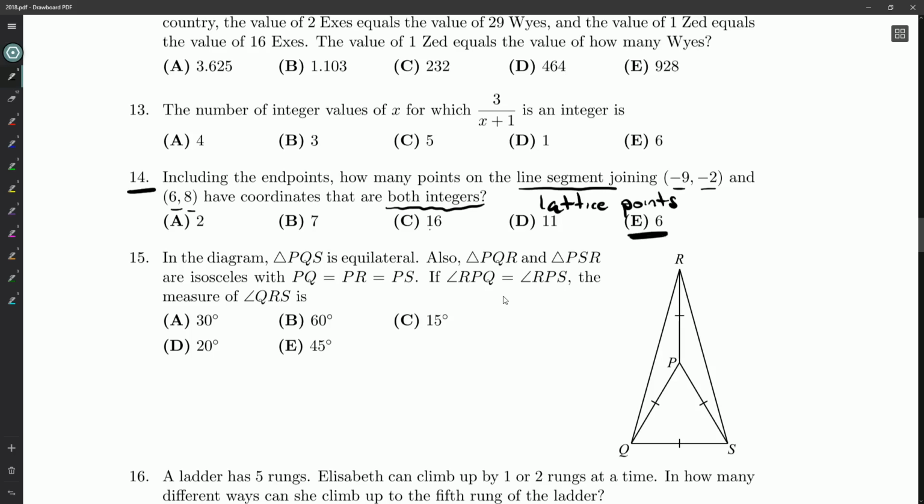And you'll notice both 16 and 11 are here, just in case you said something to the effect of, well, there's 16 possible integer values for x. I've misunderstood what they mean by both integers, so each one of those would count.